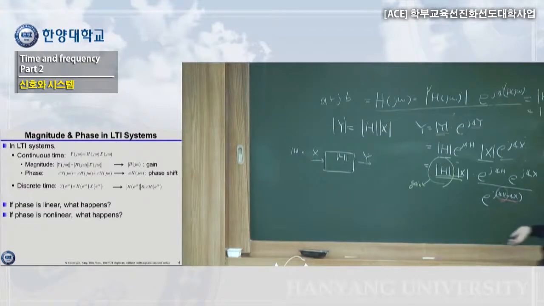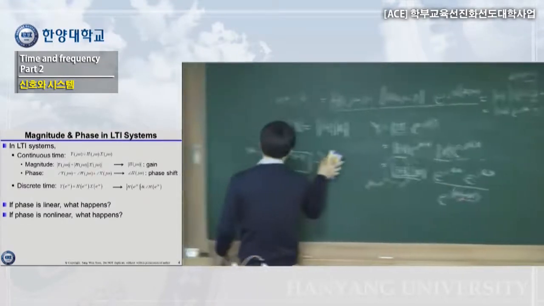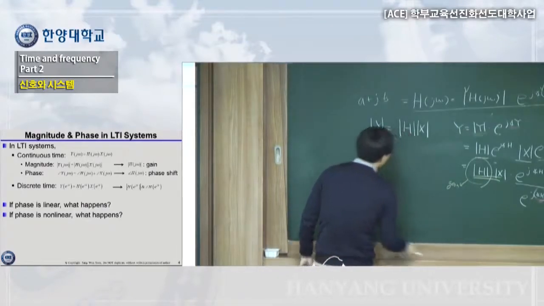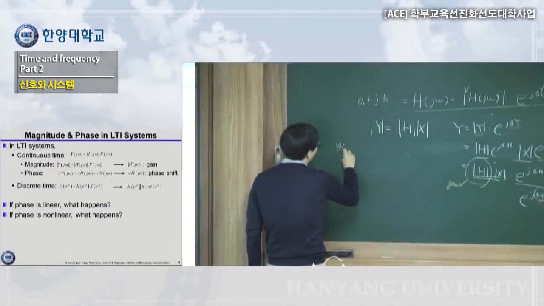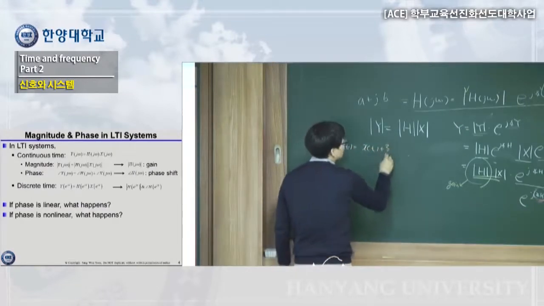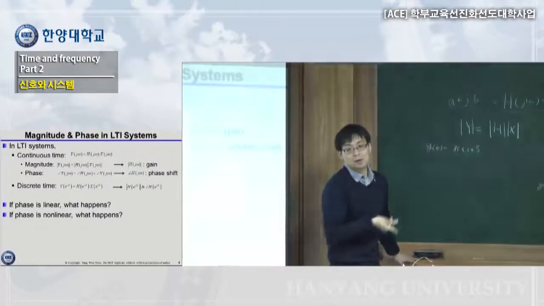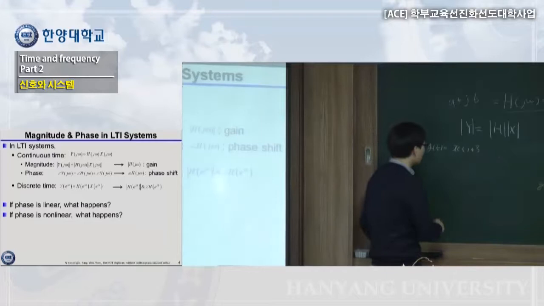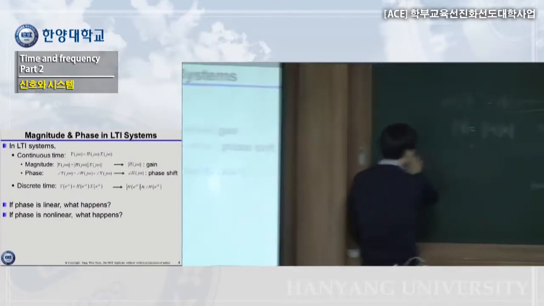Of course, you are familiar with the case that the system is linear. Say, y equals x(t) times 3. This is a linear system, right? You may be familiar with these kind of things. But nonlinear phase, linear phase, doesn't make sense, right?